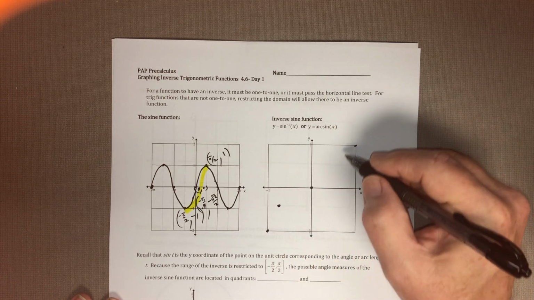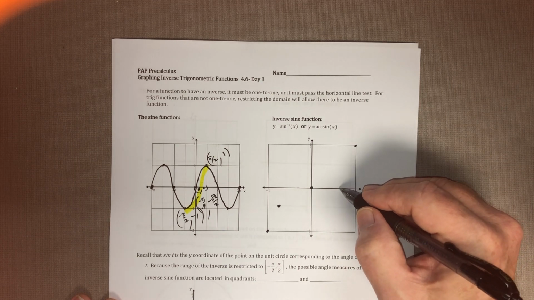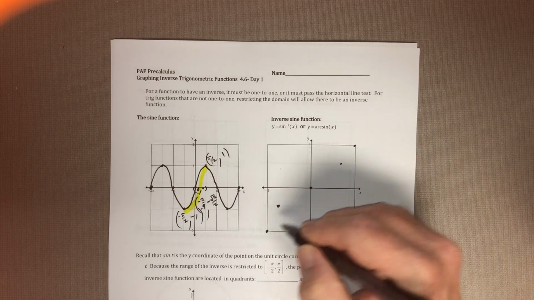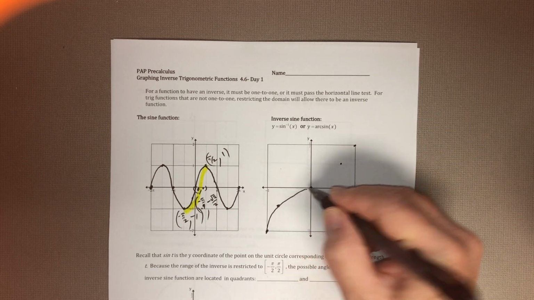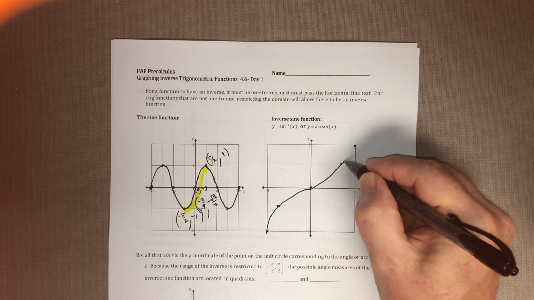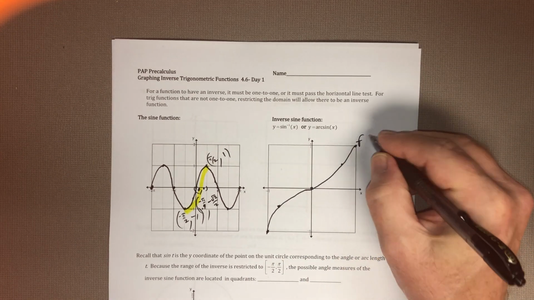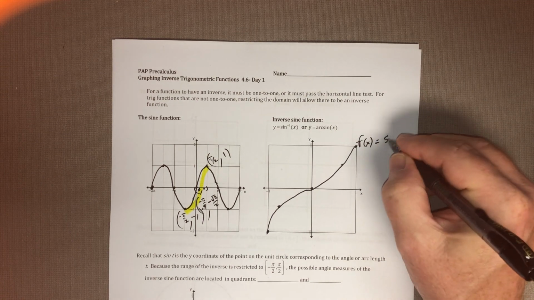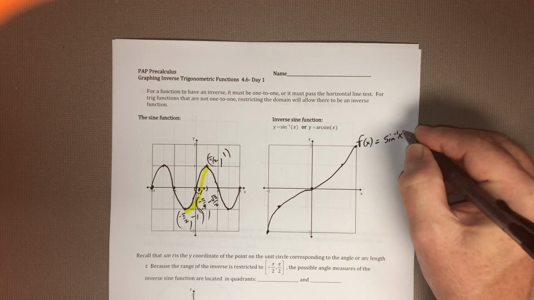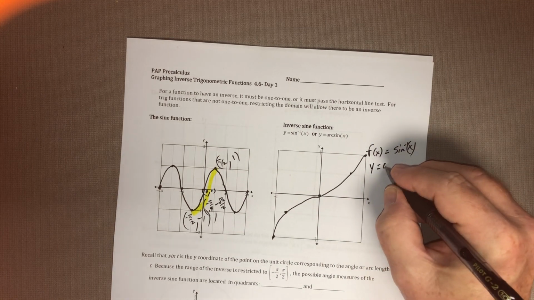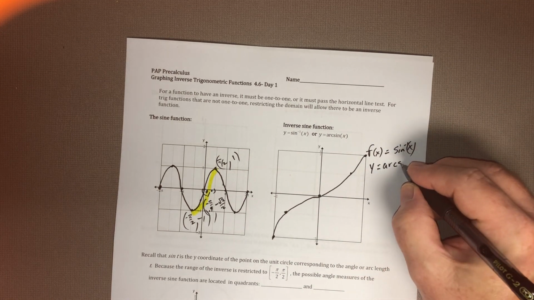And then positive 0.7, I would put it up in here. So that graph is going to come up through here, and then it's going to look like that right there. So there's the graph of f of x equals the inverse sine of x. We also call that the arc sine of x.